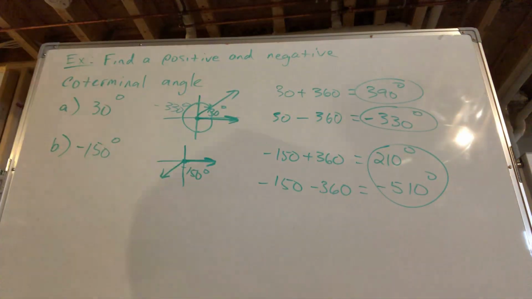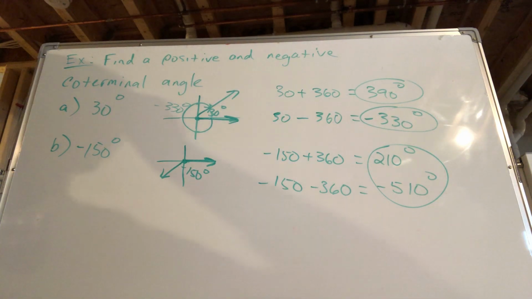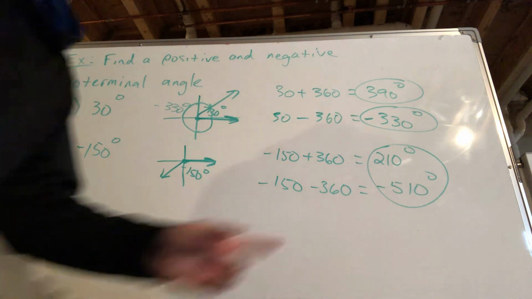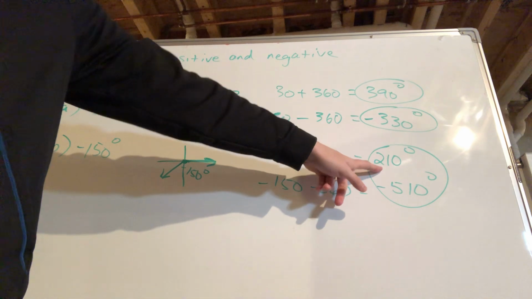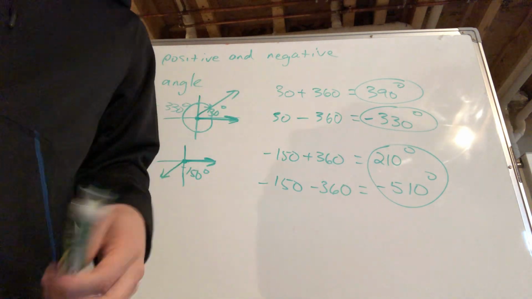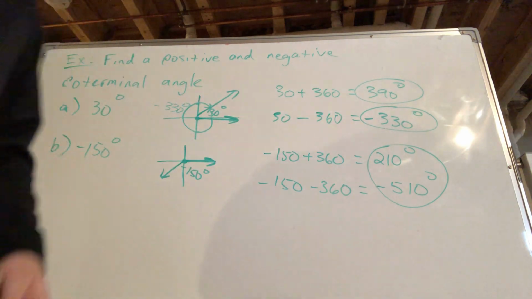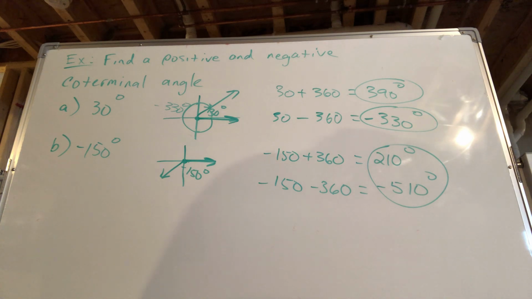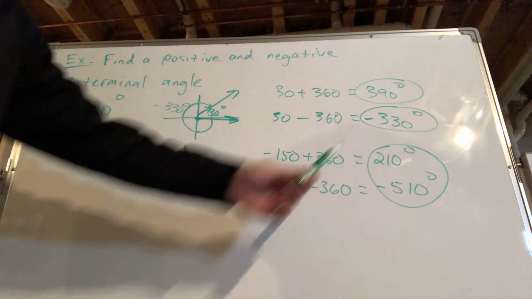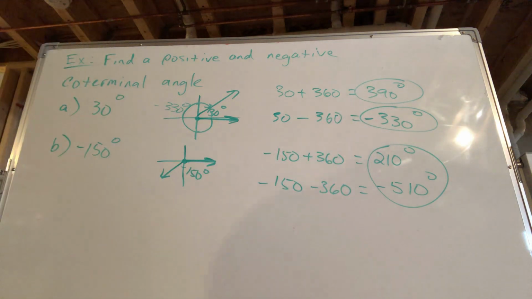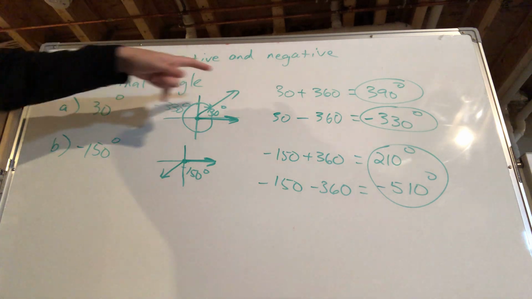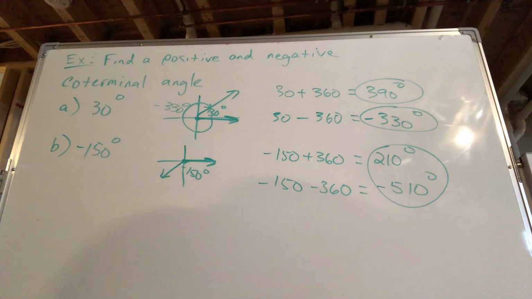Hopefully you find that pretty easy. All you have to do essentially to find coterminal angles is add or subtract 360. That's it. And I could have kept going, guys. I could keep adding 360 to this. If I add 360 to 210, that would get me back to the same position as well, which would be 570. Yeah, so 570 would also be a coterminal angle. So you could have answered 570 as well. But we only needed one, since we need to find a positive and negative coterminal angle.